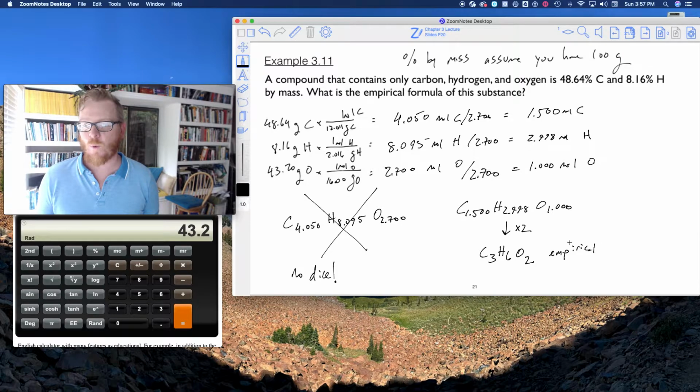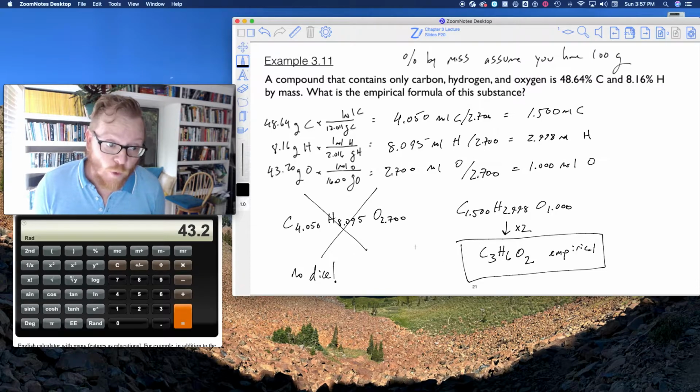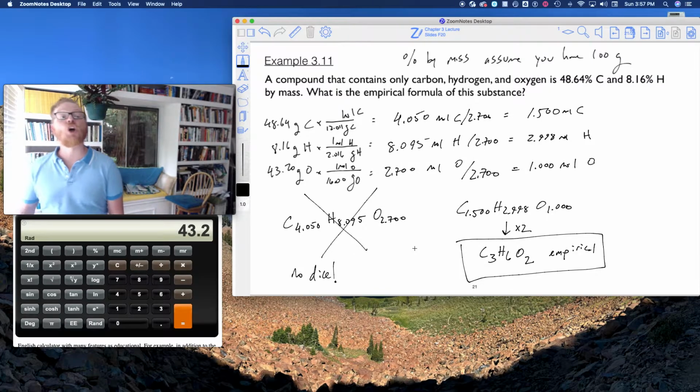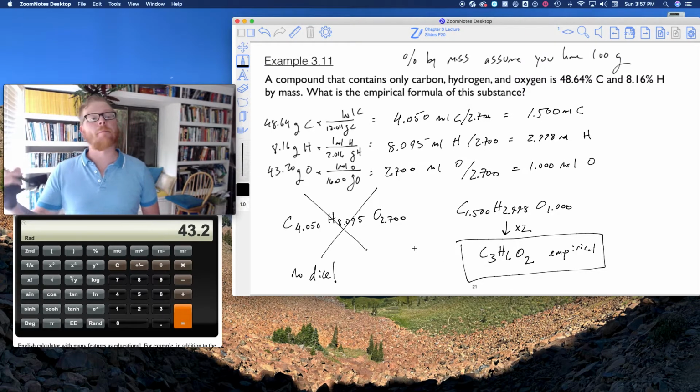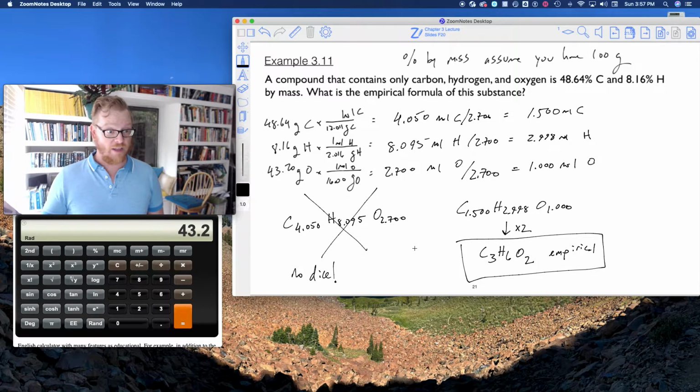And the reason why it's my empirical formula and not my molecular formula is because I don't know what the molecular mass of this compound is. I know what the ratio of elements should be. It's 4.05 to 8.095 to 2.700, which is actually the same as 3 to 6 to 2, which is kind of cool. But all the same, I don't know what my molar mass is, so I can only say that this was the empirical formula.